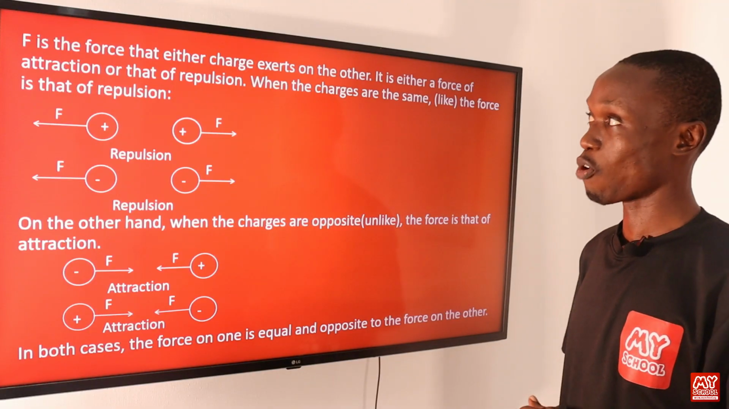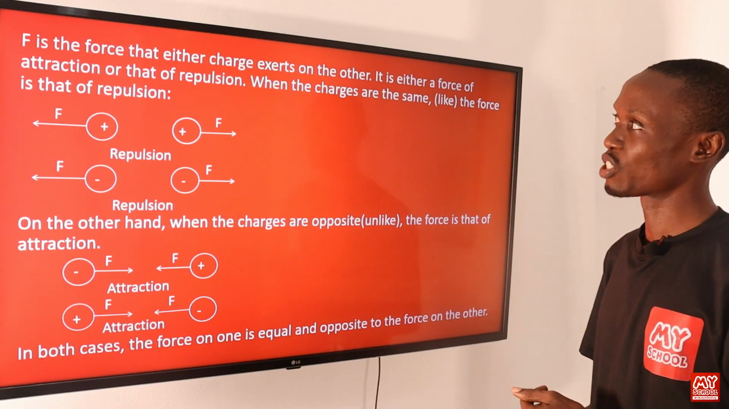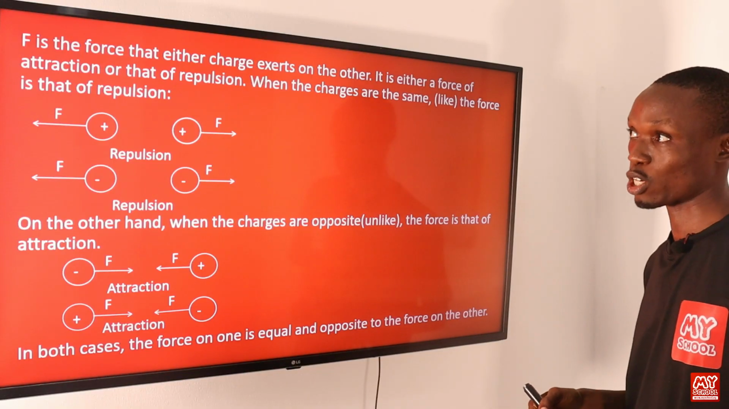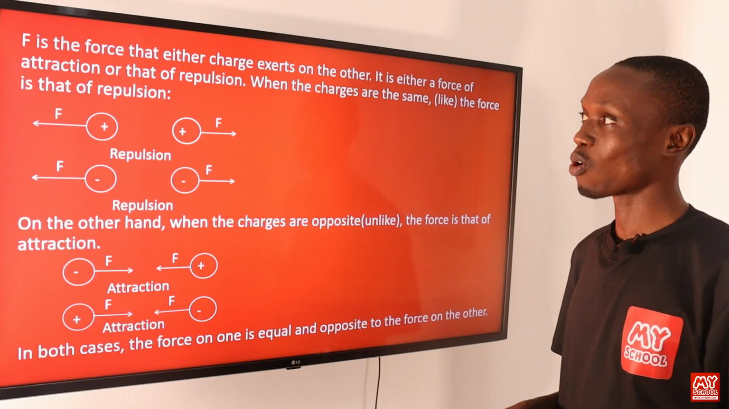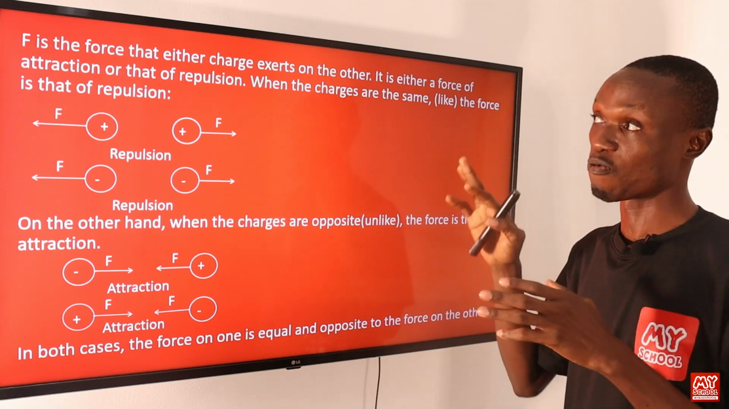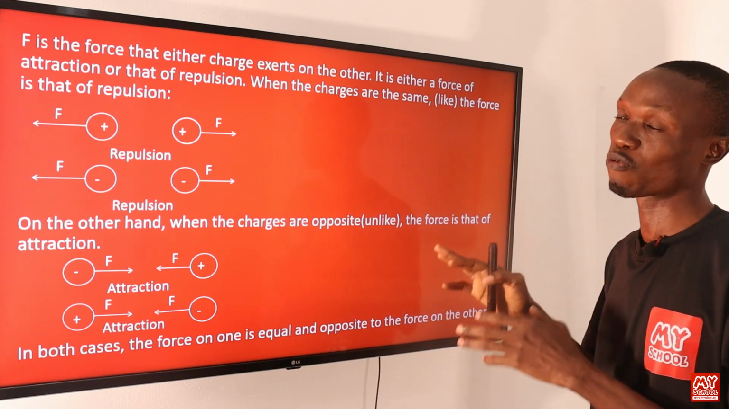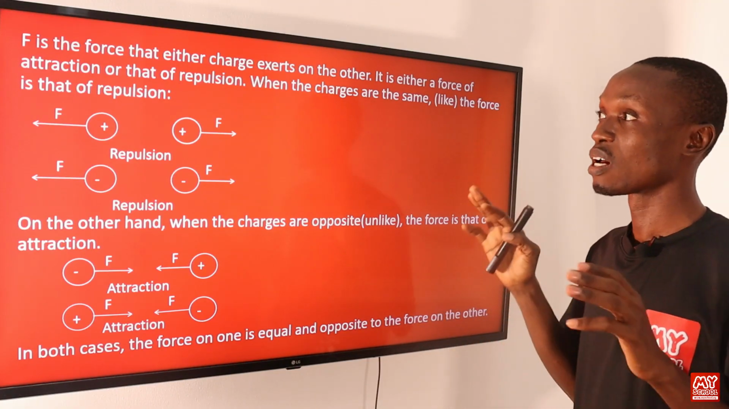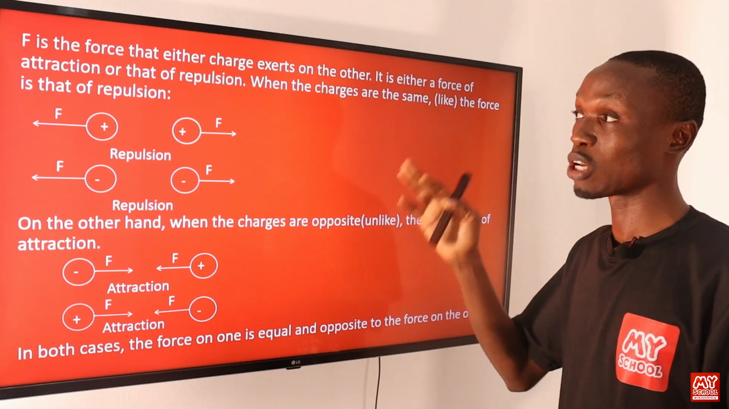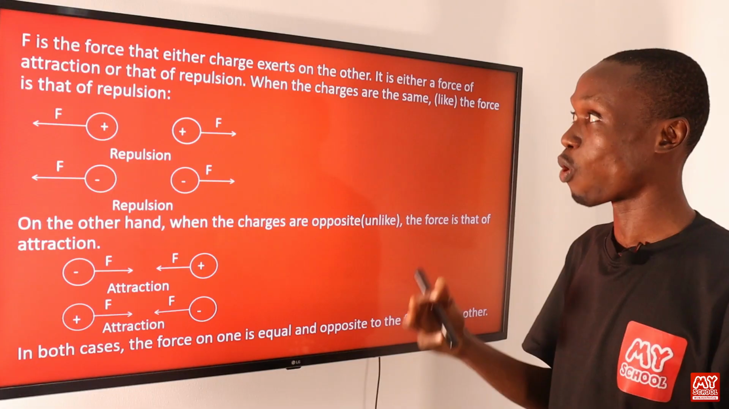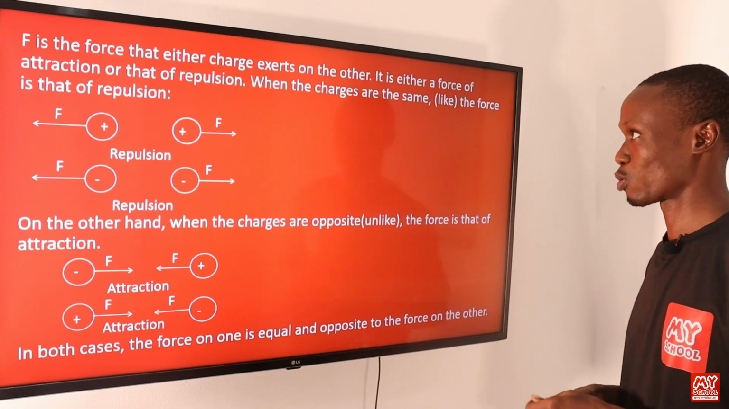So F is the force that either charge exerts on the other. It is either a force of attraction or that of repulsion. And this is what differentiates electric field from gravitational field. For gravitational field, the force is always that of attraction, but for electric field, it can be attraction or that of repulsion.